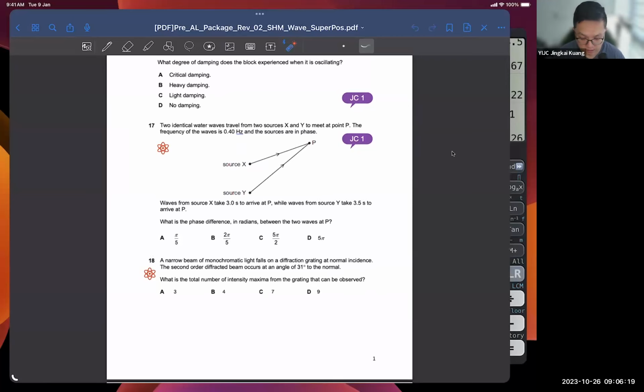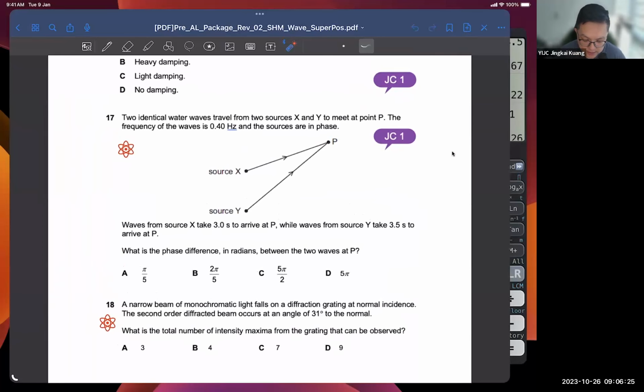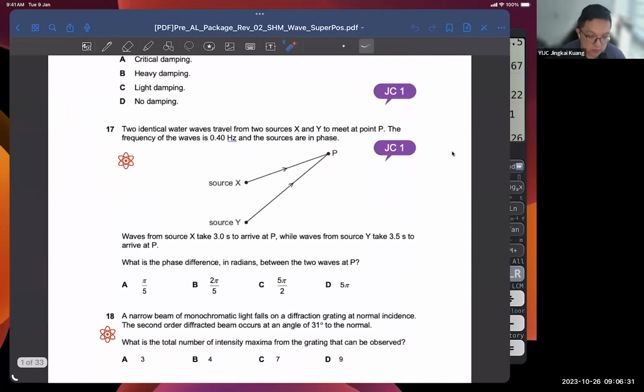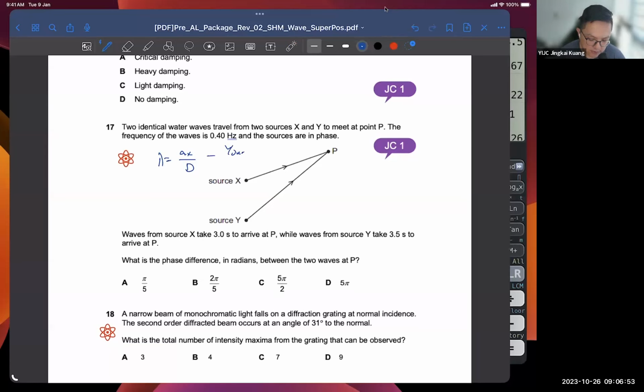So first one here, this set of notes is on superposed waves and SHM. This one is a two source interference question. But remember for interference, you cannot just assume that everything is based on your formula where you have lambda equals ax over D. That one is only for your Young's double slit. So this is a special case of your interference.